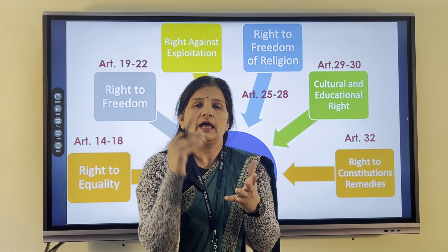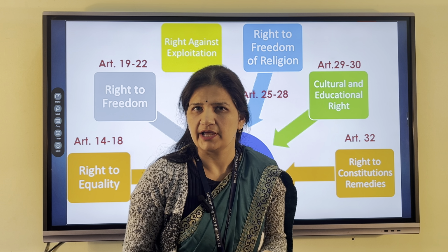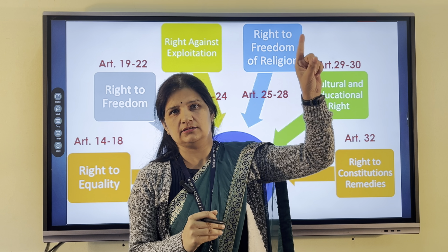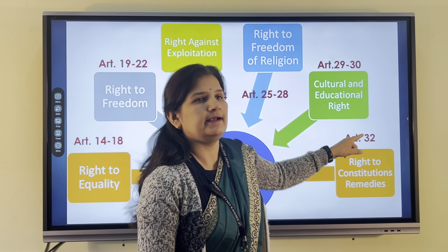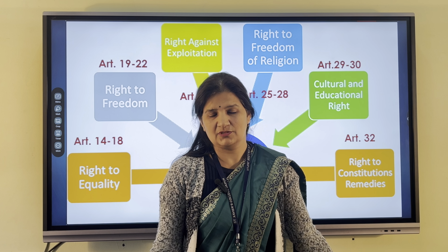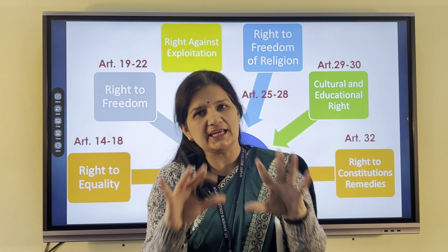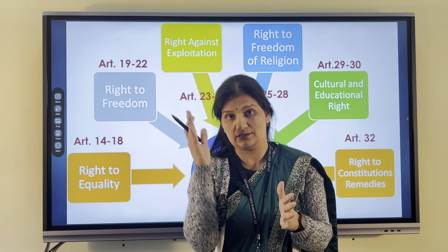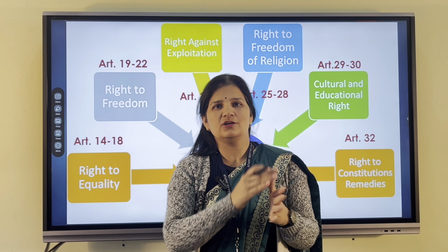So if any person's fundamental right is violated, then we can go directly to the Supreme Court under Article 32. So students, this is a brief introduction to fundamental rights, Part 3 of the Indian Constitution.